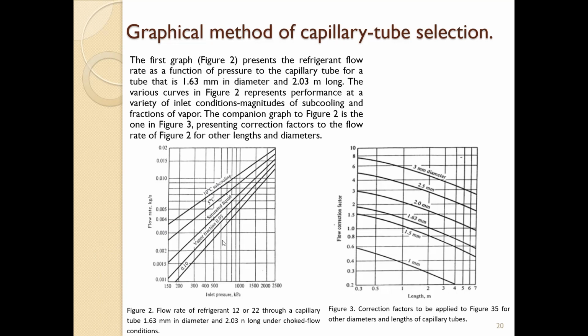So, connect mo yun doon. Nalabas yung flow rate. This is a flow rate of refrigerant 12 or 22 to a capillary tube 1.63 mm in diameter and 2.03 meters long under choke flow conditions.